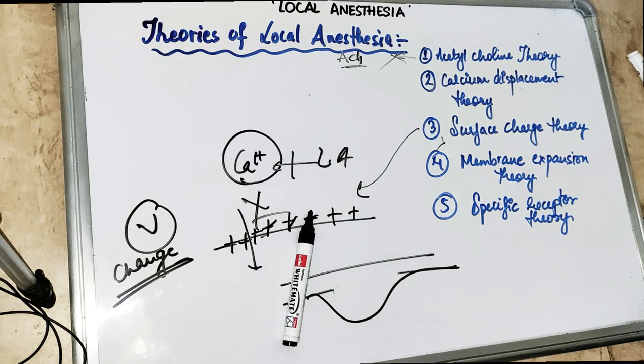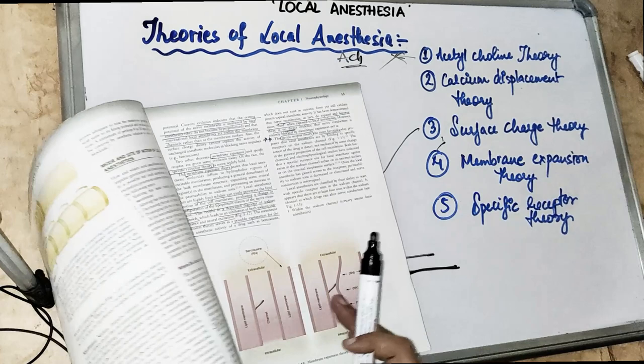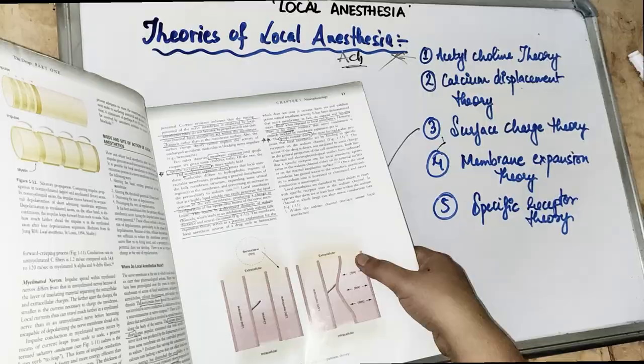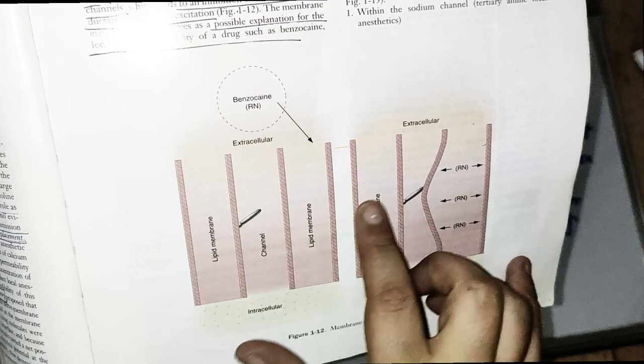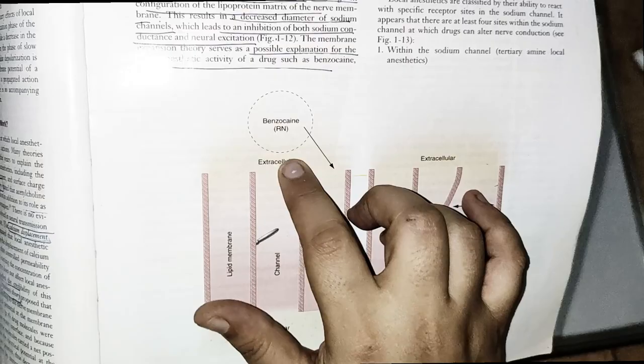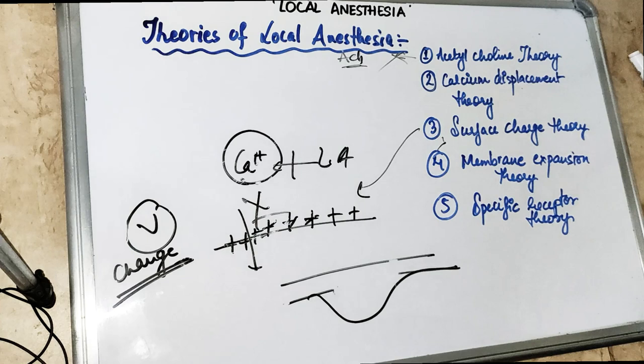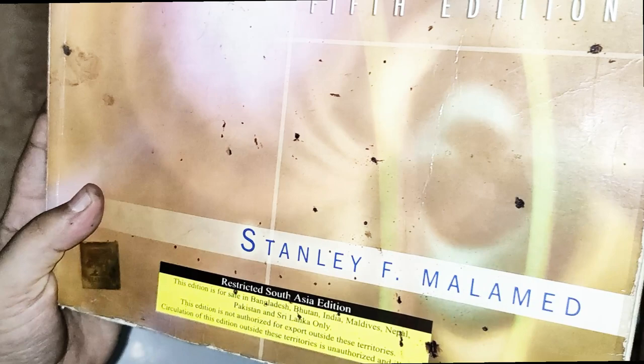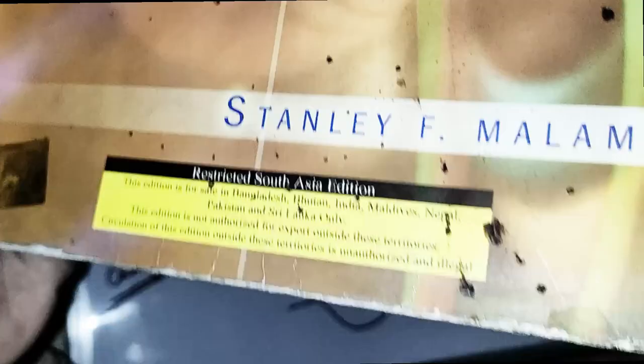So guys, I'm showing you this diagram of membrane expansion, if you can see. It states that there is an expansion. See, this is the cell membrane, and there is the expansion of the membrane, which is the membrane expansion theory. Now this theory is not totally unacceptable, because sometimes when benzodiazepine acts, an expansion is also seen. So this theory is also somewhat acceptable. The textbook from which I have shown you the diagram is the 5th edition of Malamed.